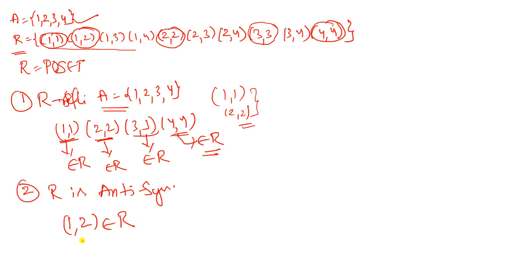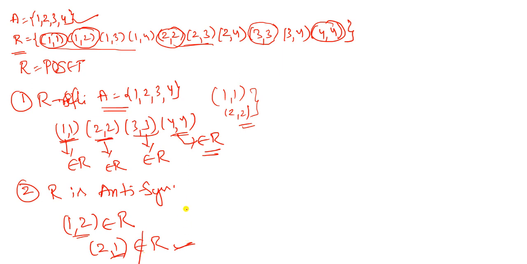Next, the reverse of this element, that is 2 comma 1. Is 2 comma 1 in R? The elements are 1 comma 3, 1 comma 4, 2 2, 2 3, 2 4, 3 3, 3 4, 4 4. So 2 comma 1 does not belong to R. 2 comma 1 is not existing in the given relation R. 2 comma 1 does not belong to R.